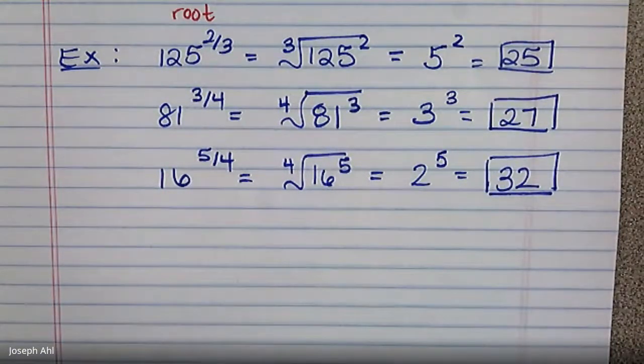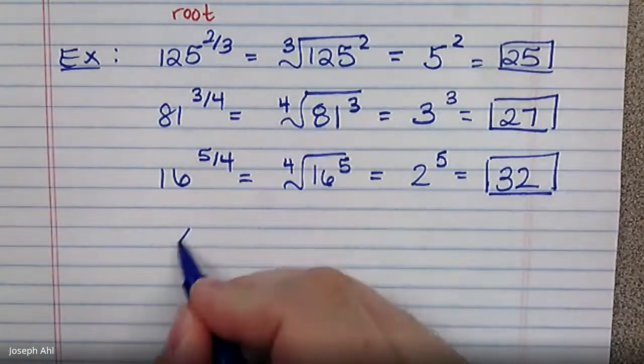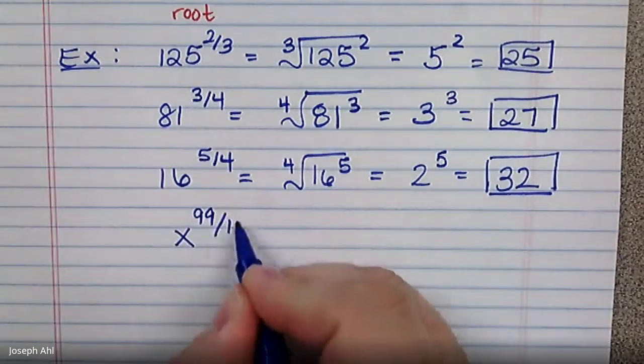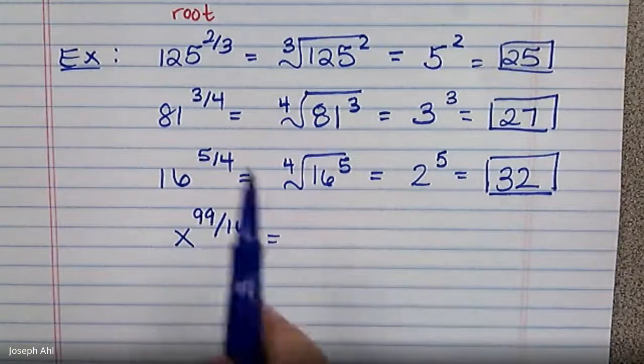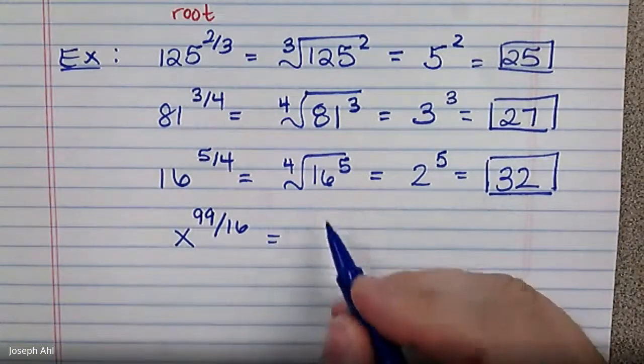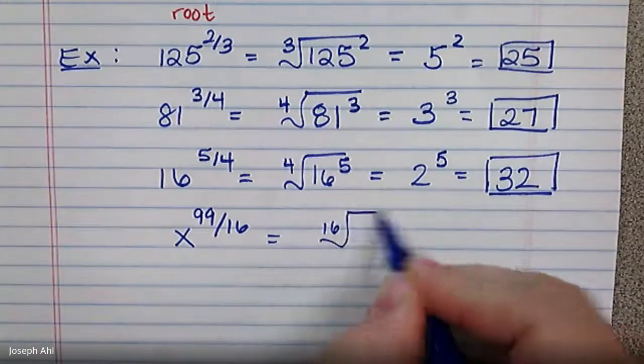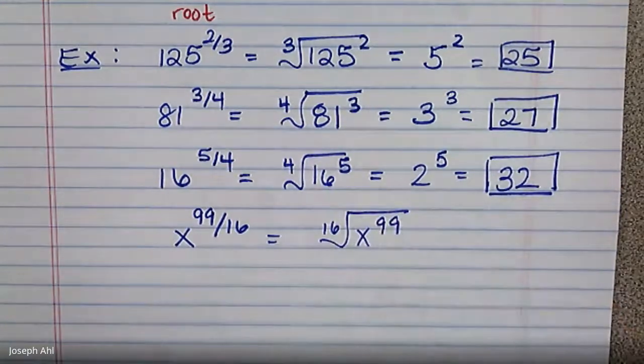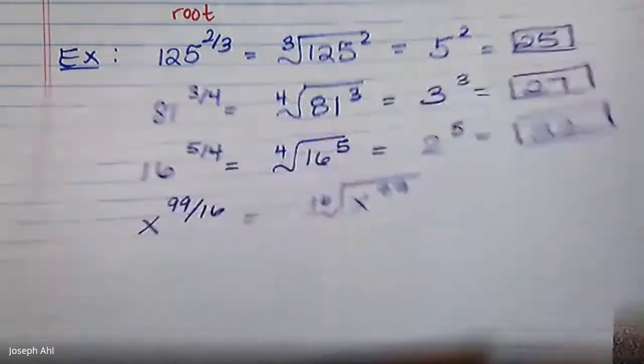Okay, lastly, really quick, if I gave you a variable base, we're not going to be able to come up with an actual value. But if I gave you something kind of crazy looking like x to the 99/16, just know that this is equal to the 16th root of x to the 99th power. Okay, and we can just quickly go back and forth between these two forms, rational exponents, and then taking a look at radical form.